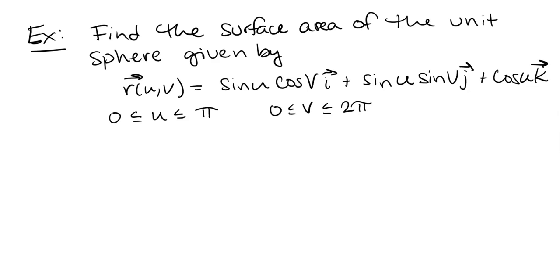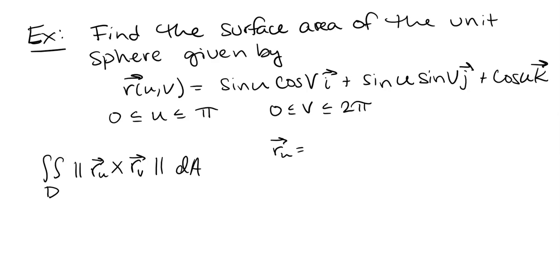If you remember, the surface area formula that we're going to be looking for here is the double integral over D, which is that region in the UV plane, of the magnitude of the cross product of the partial derivative vector valued functions. So let's look for those partial derivatives, r sub u and r sub v.